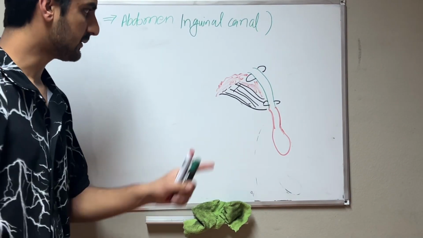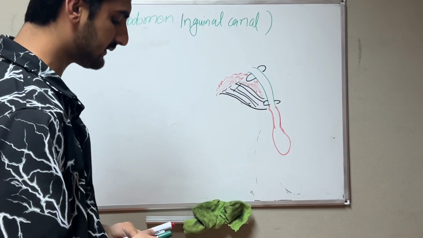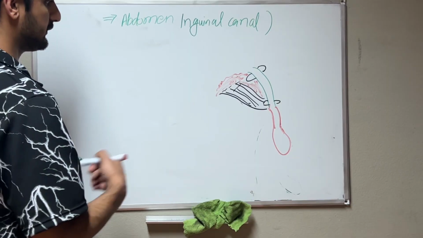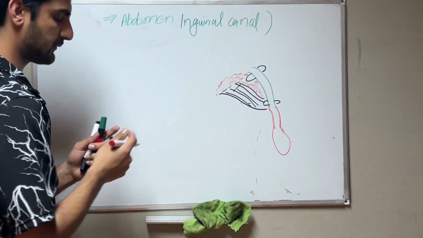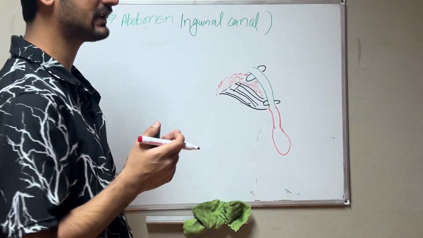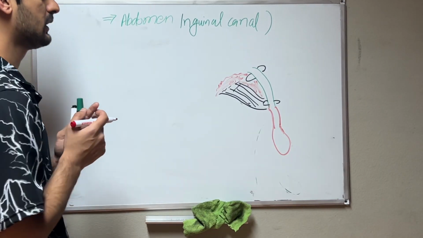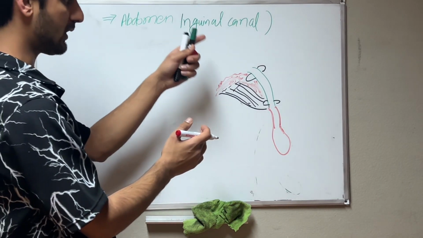Today we're going to discuss the inguinal canals. The inguinal canal runs from lateral to medial, and it is situated on both sides. Medially, it is related to the inguinal ligament.